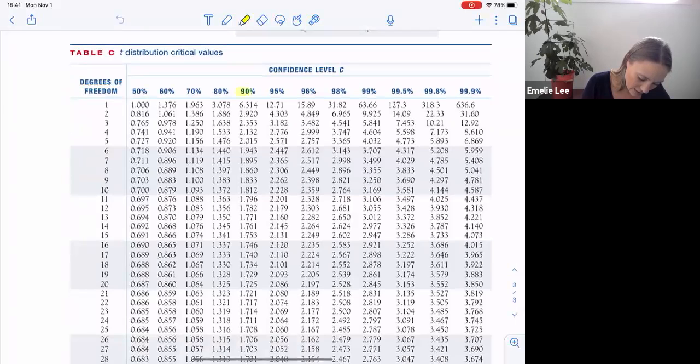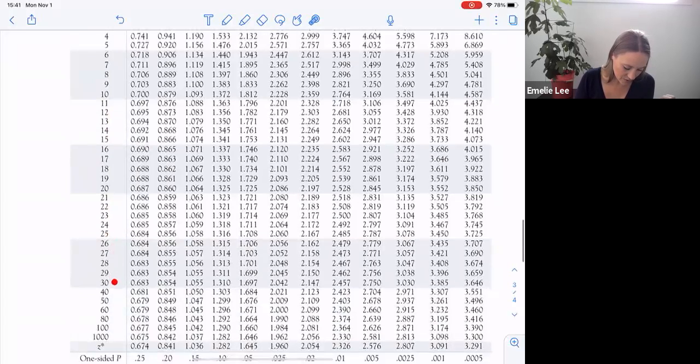So if we want a 90% confidence interval, for example, you've got some different options for your confidence levels. Some common ones are 90, 95, 99 usually. Right, and so 90% confidence interval. And then what we'll see on the left-hand side here is a list of degrees of freedom. It kind of taps out after a certain point here, but for most cases, it's going to be fine.